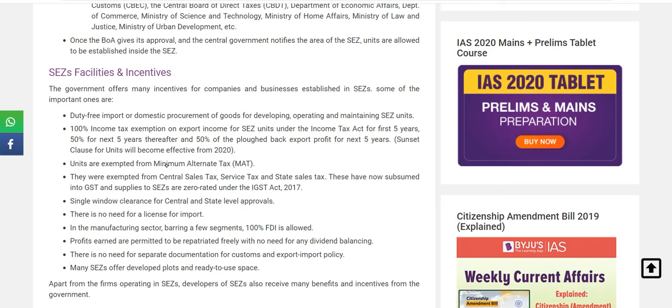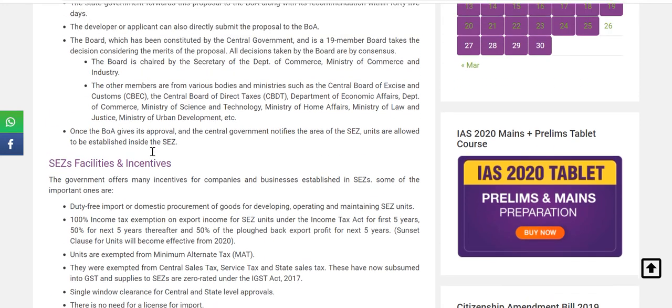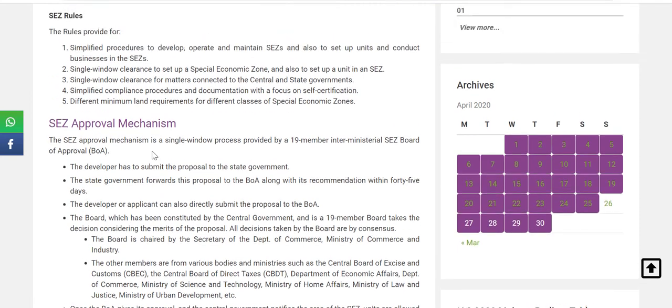100% FDI is allowed except in a few sectors. Now profits earned are permitted to be repatriated freely with no need for dividend balancing. And there is no need for separate documentation for customs and export-import policy. So these are the facilities or incentives for the SEZ.